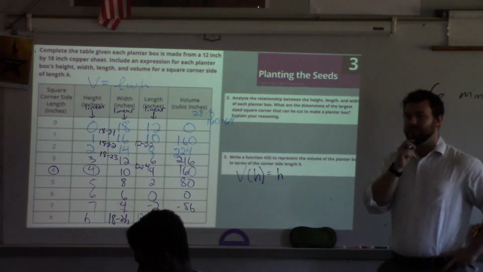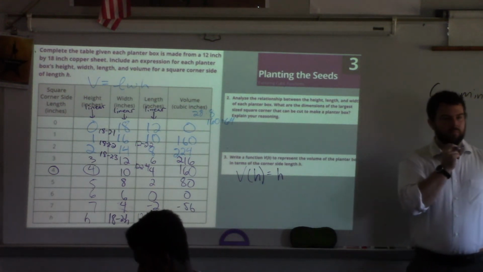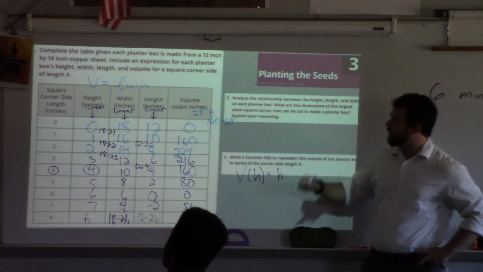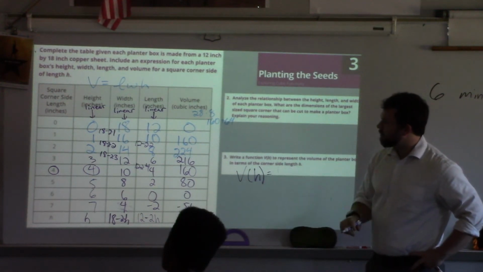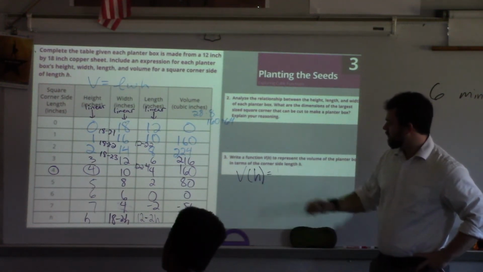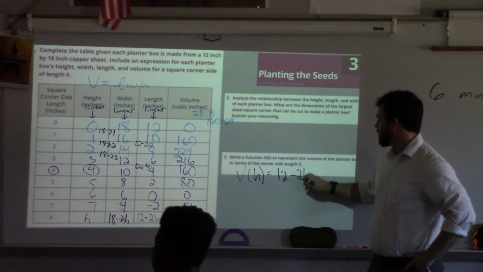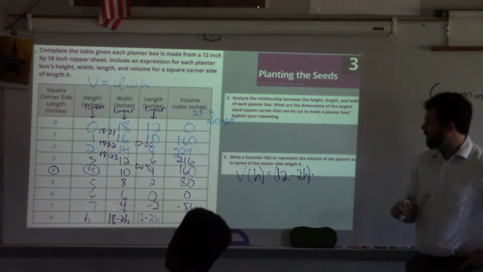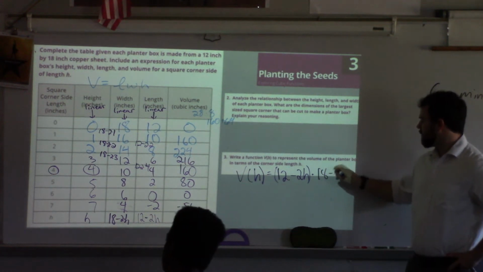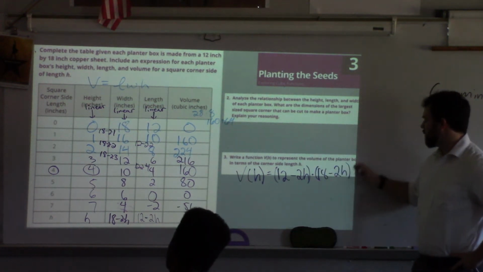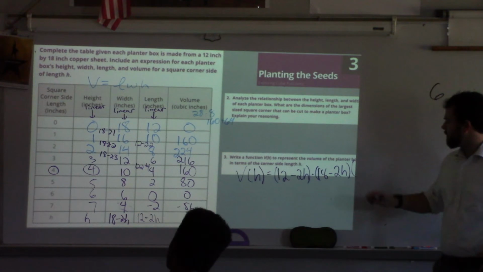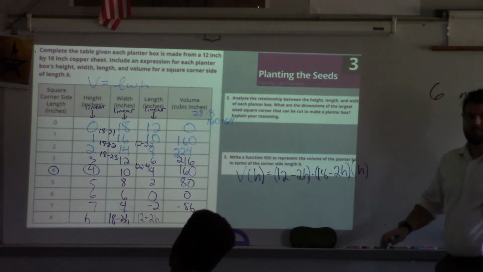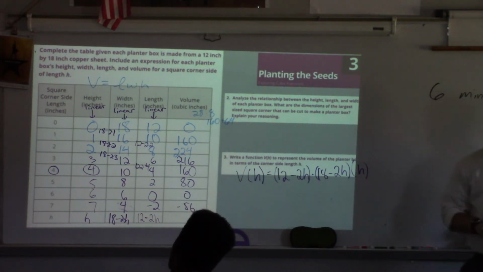How are we supposed to calculate volume? Length times width times height. So what is my length here? H. Nope. Length. 12 minus 2h. 12 minus 2h. Times my width, which is 18 minus 2h, times my height, which is h. There's my volume. Length times width times height.